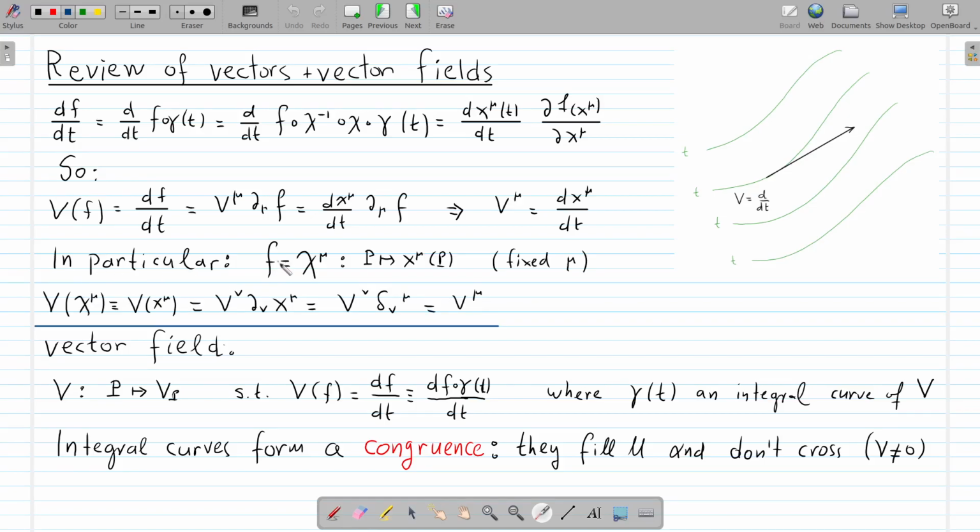In particular, if we choose the function f to be the one that gives us the mu coordinate of the point P for fixed mu, then when v acts on this function, it gives us this, but the derivative of x mu with respect to x nu is a Kronecker delta, so the action on this function just gives us the component of the vector v in this basis.